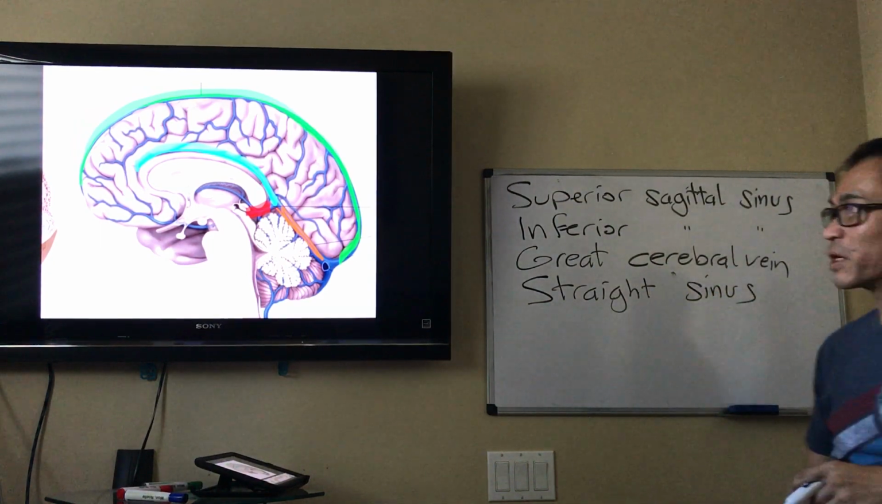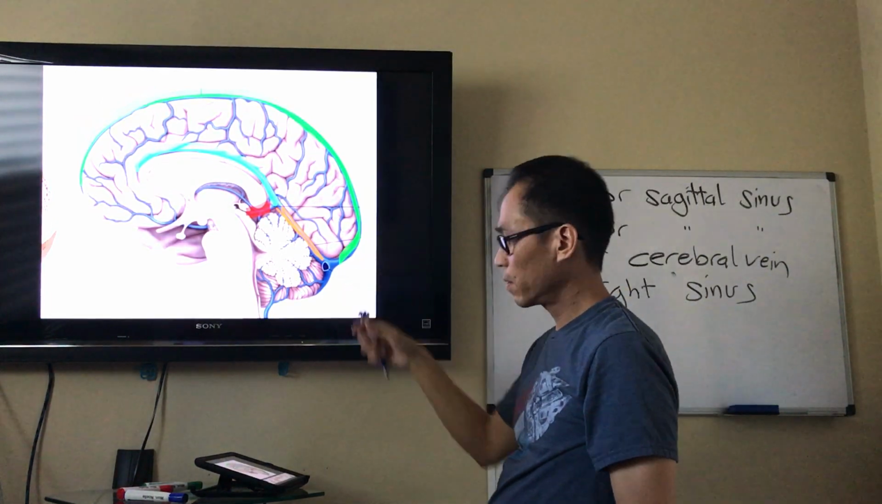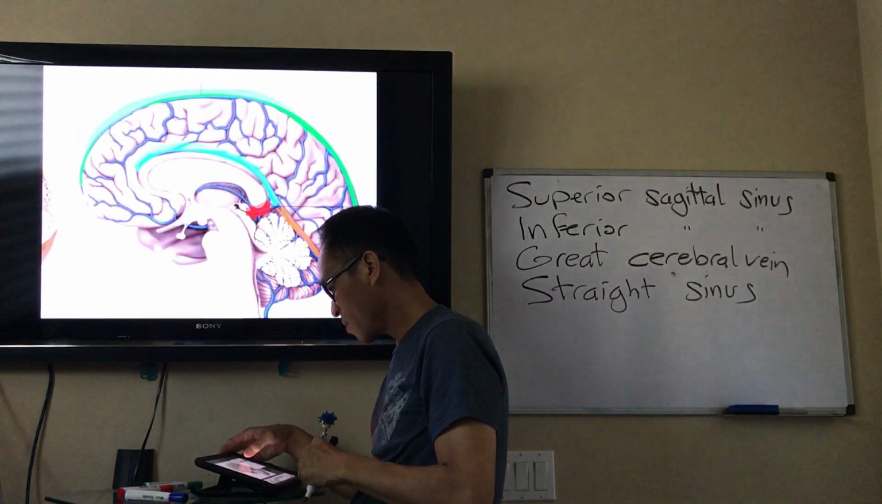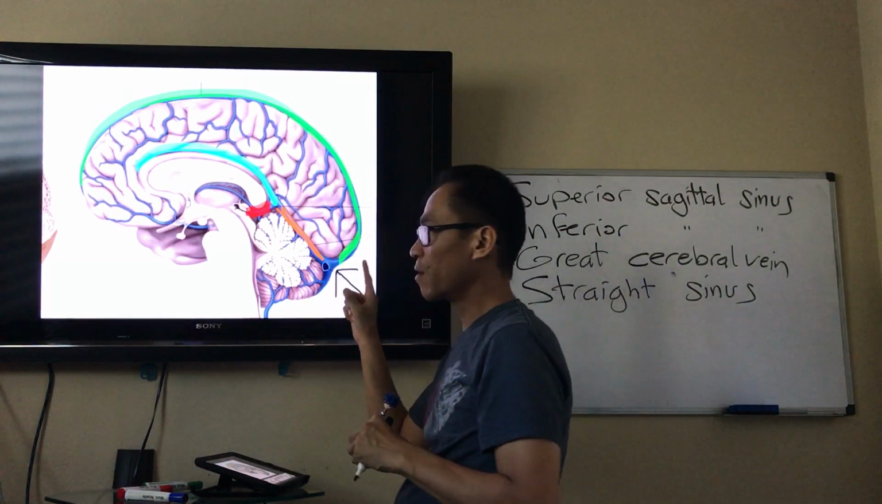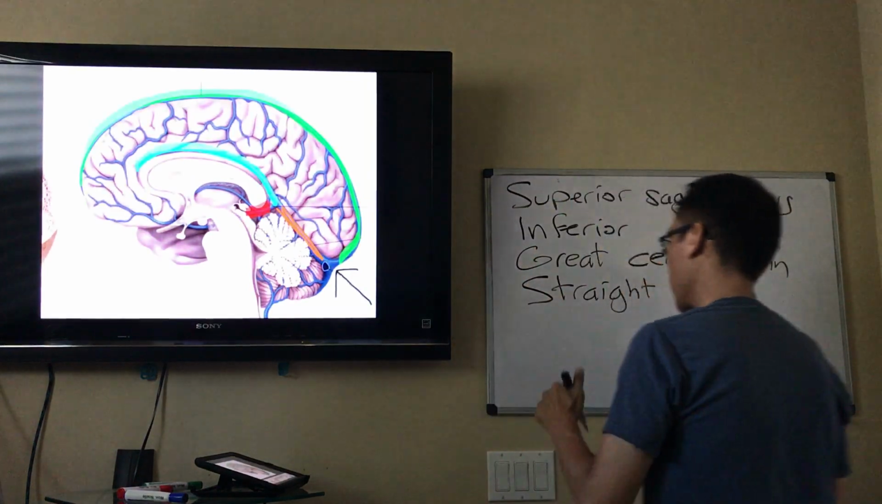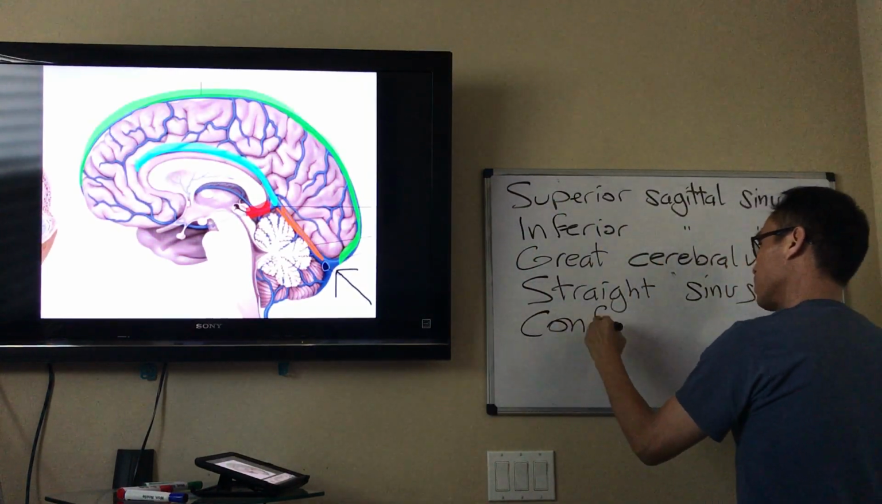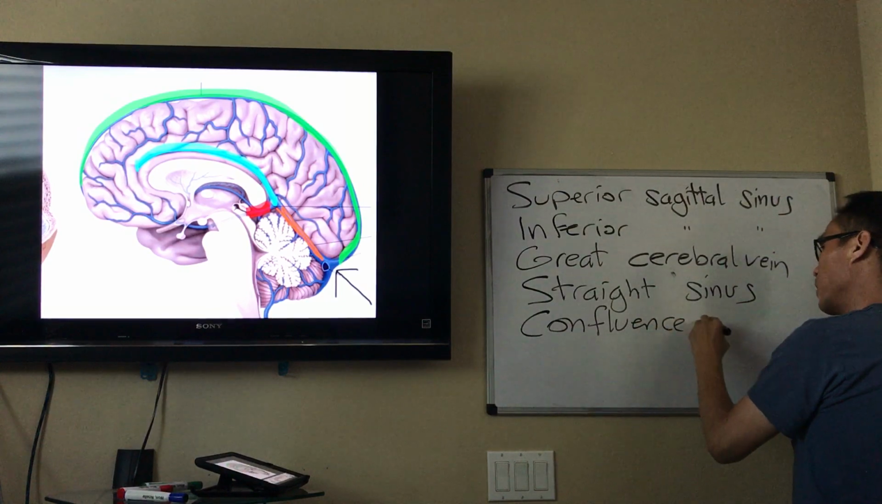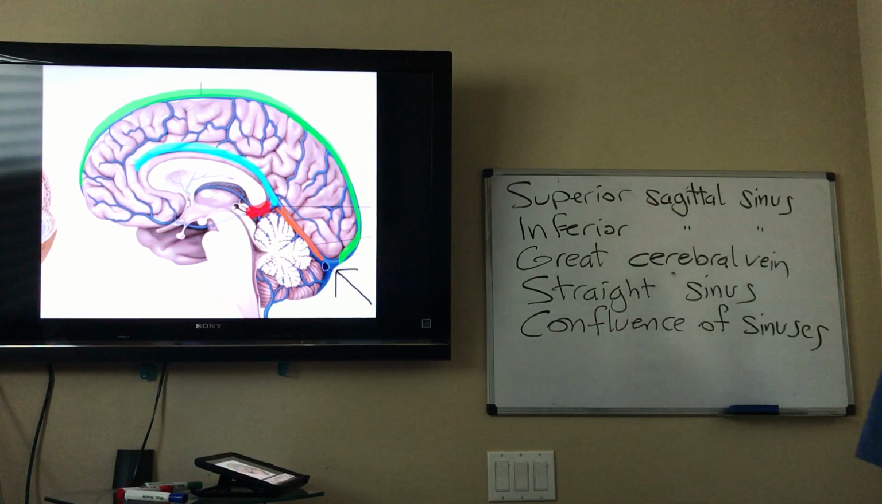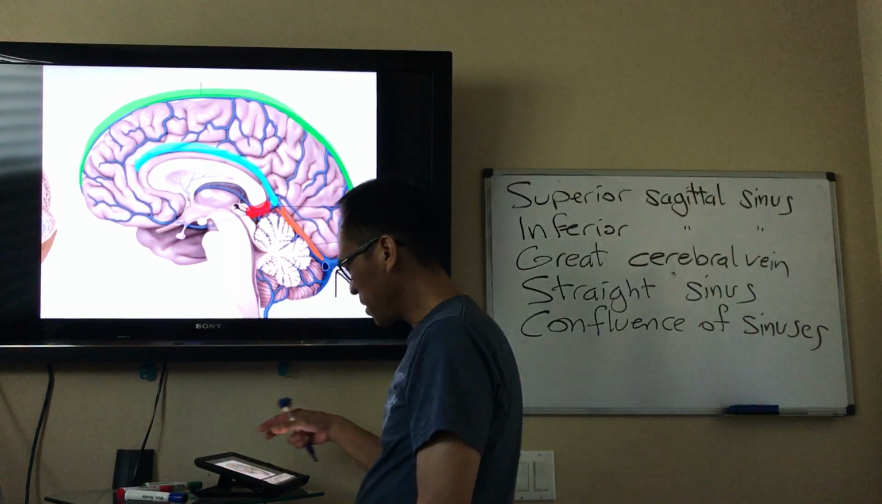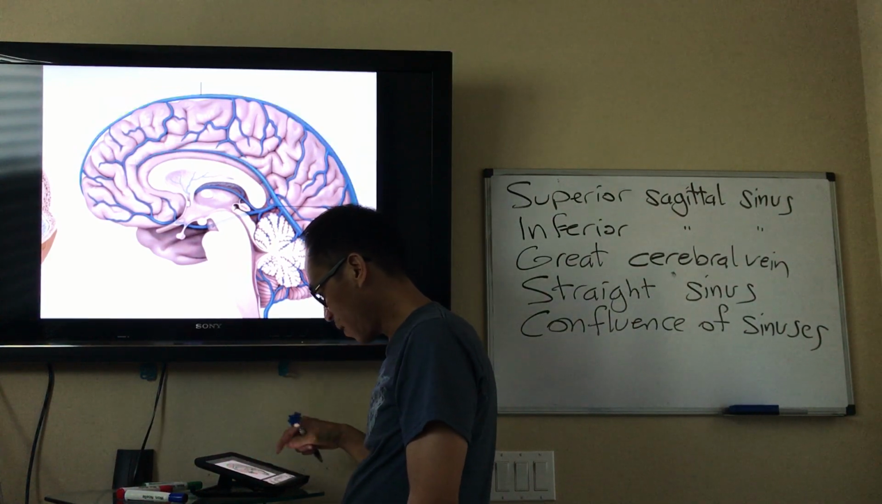So all of those are merging superior straight right there. I'll point to it with a black arrow. The confluence of sinuses, where the black arrow is pointing. There's a couple others, but you can't see from this point of view, so we'll move on.